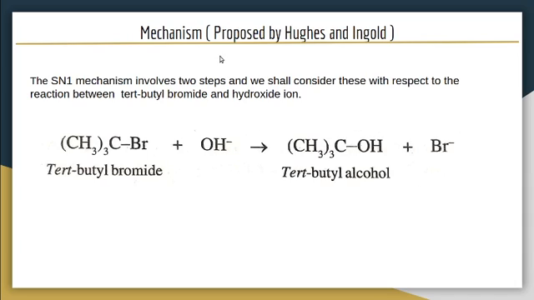Now let us look at the mechanism of the SN1 reaction, the mechanism proposed by Hughes and Ingold. The SN1 mechanism involves two steps, and we shall consider these with respect to the reaction between tertiary butyl bromide and hydroxide ion. In the case of an SN2 reaction, it involves only one step, a concerted mechanism. Here we have the hydrolysis of tertiary butyl bromide, and we get the product tertiary butyl alcohol. Now let us see the mechanism of the reaction.